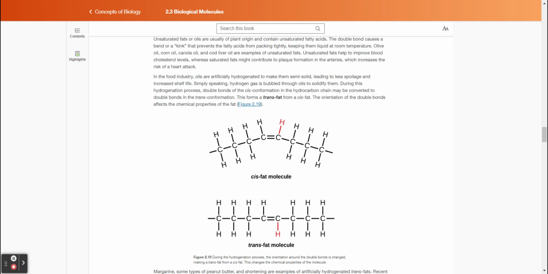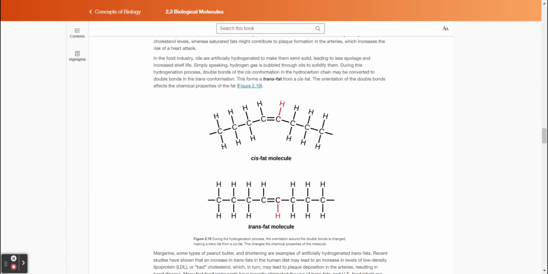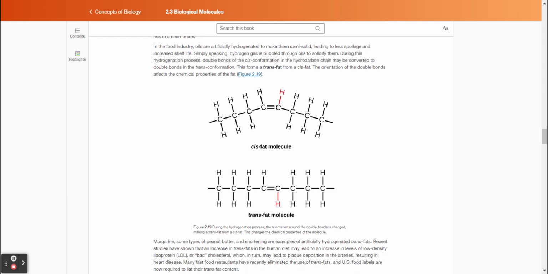In the food industry, oils are artificially hydrogenated to make them semi-solid, leading to less spoilage and increased shelf life. Simply speaking, hydrogen gas is bubbled through oils to solidify them. During this hydrogenation process, double bonds of the cis conformation in the hydrocarbon chain may be converted to double bonds in the trans conformation. This forms a trans fat from a cis fat. The orientation of the double bonds affects the chemical properties of the fat.